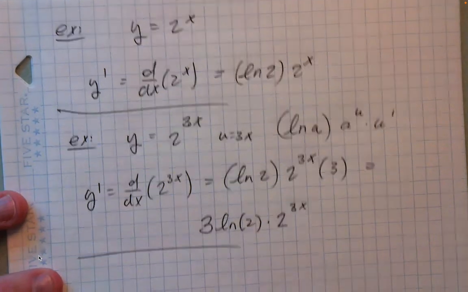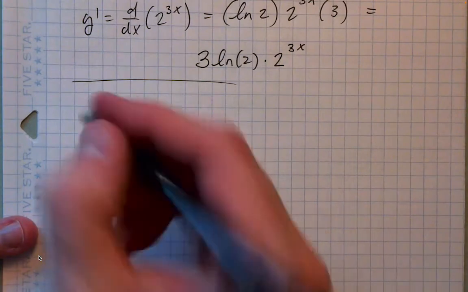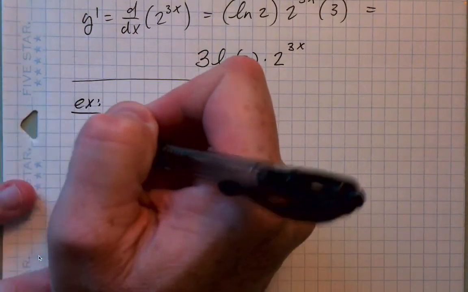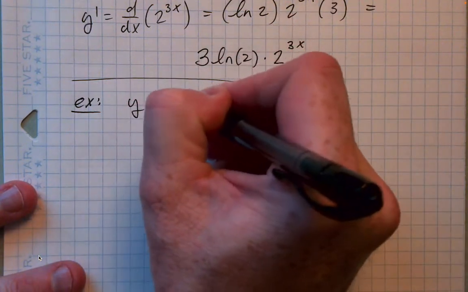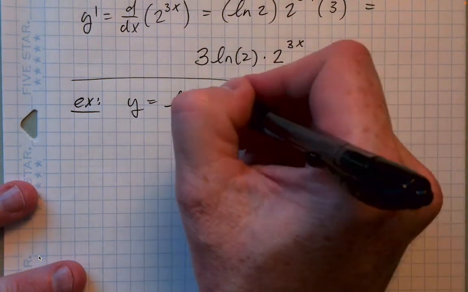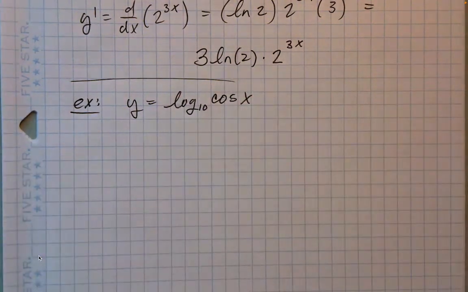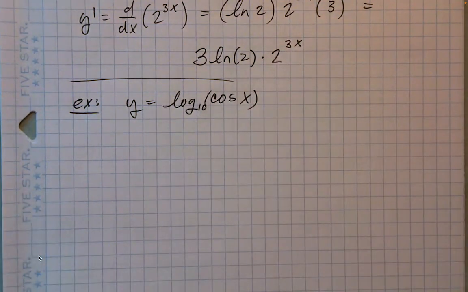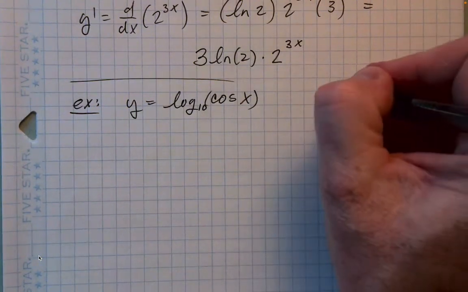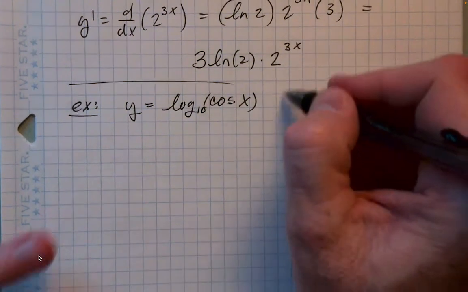And to finish out the lecture, let's do kind of a harder one here. Let's take one more example, and let's make it a little more tricky. y equals log base 10 of cosine of x. Log base 10 of cosine of x. The cosine here is what we're taking the log of, and it's base 10. Okay, not natural log.